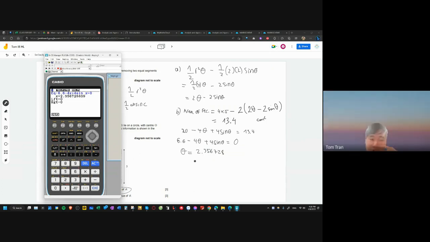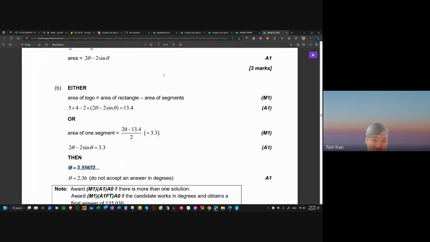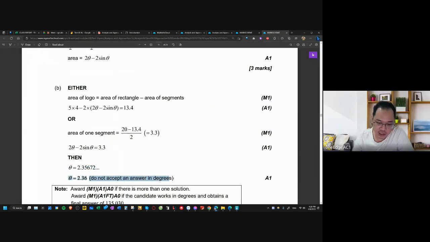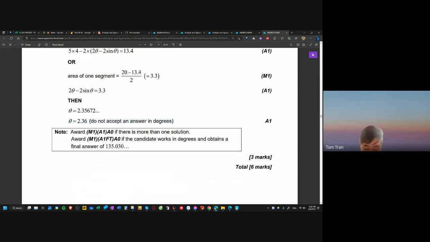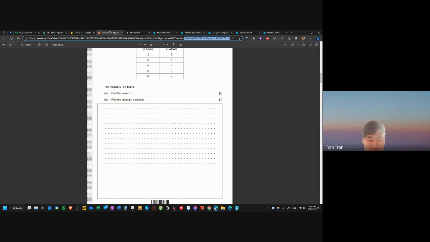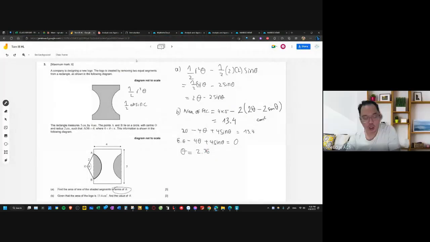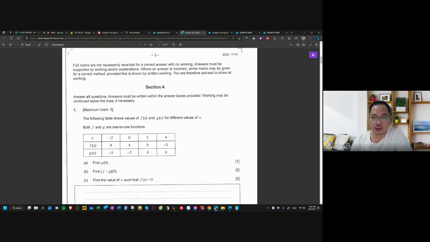But the mark scheme I saw says 2.36 is not acceptable. I was kind of worried. It says do not accept answer in degrees. Yeah, 3 significant figures, 2.36. This is in radians. Okay, do not accept degrees. Normally we take 3 significant figures, except in special cases like binomial distribution with probability, where we need a very accurate value like 4, 5, 6 significant figures. Okay, that is one question in paper 2.